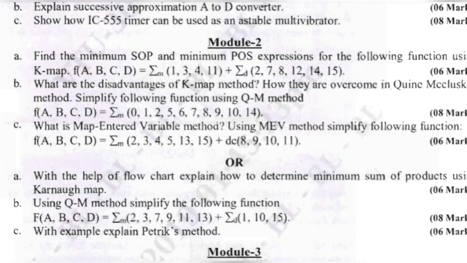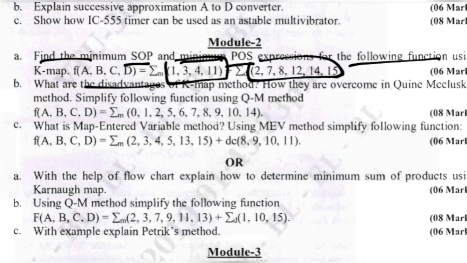Okay, in the next question we have been asked to find the minimum SOP and minimum POS expressions for the following functions. The function which we have been given is this one. So let's see how to do it. First step, we'll write the function which is given here. These are the min terms, and the don't cares we will write here.